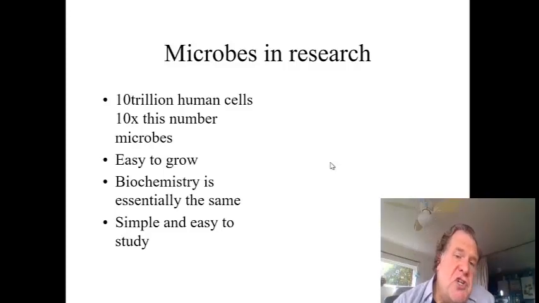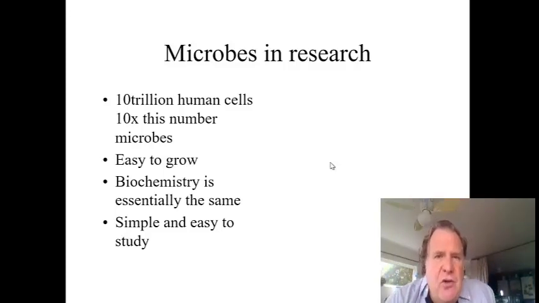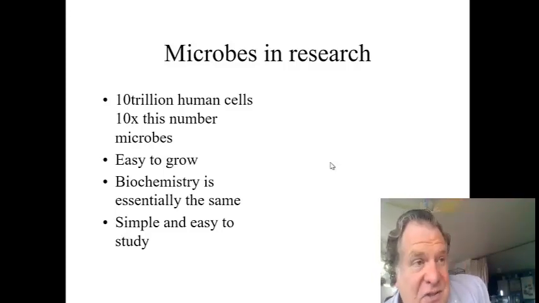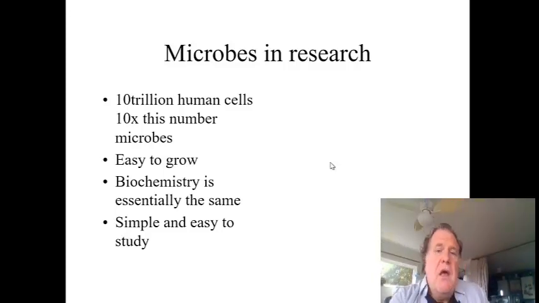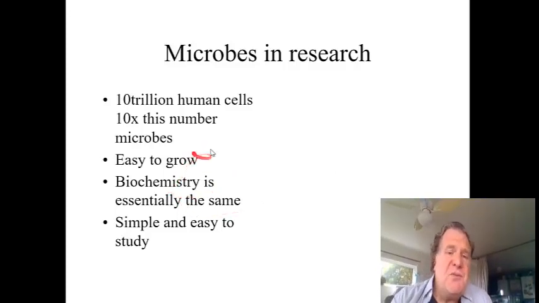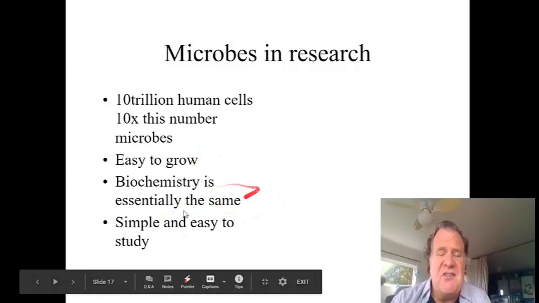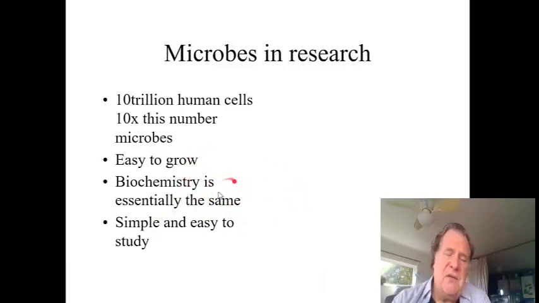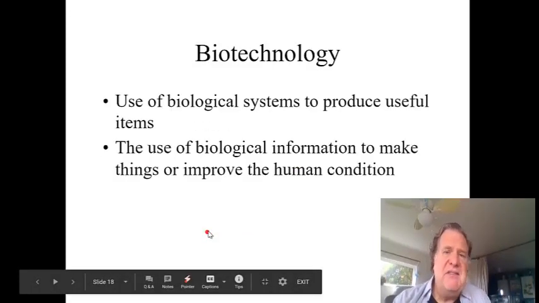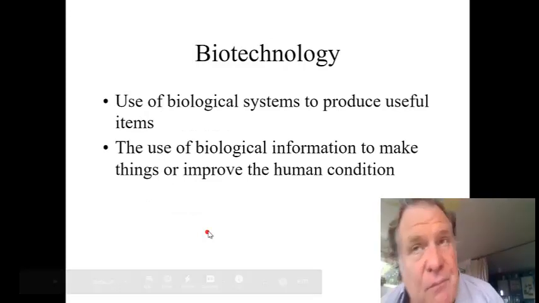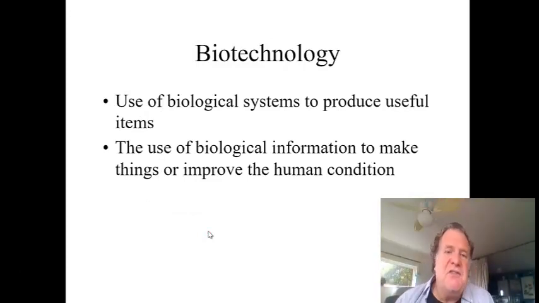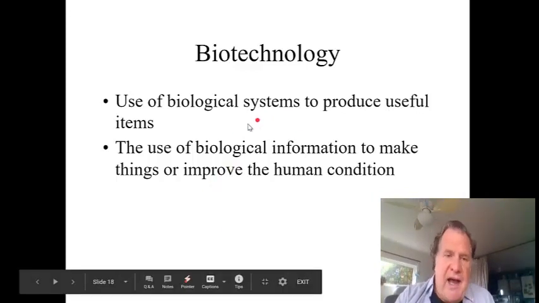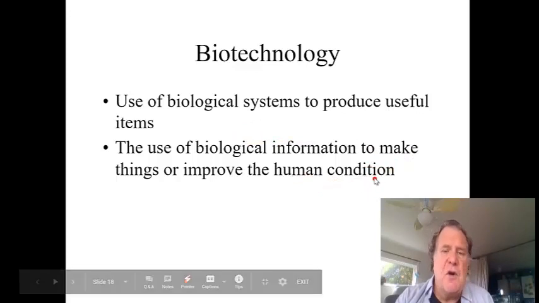Microbes are used in research. Your body contains 10 trillion human cells, and you have 100 trillion microbes. And so your body is basically a symbiosis of microorganisms and human cells. Microbes are really good to use in research because they're easy to grow. The biochemistry is essentially the same. A lot of the biochemistry, DNA replication was all figured out in microorganisms first, and they are relatively simple and easy to study. This topic that's near and dear to me, which is biotechnology, is the use of biological systems to produce useful items. The use of biological information to make things or improve the human condition.